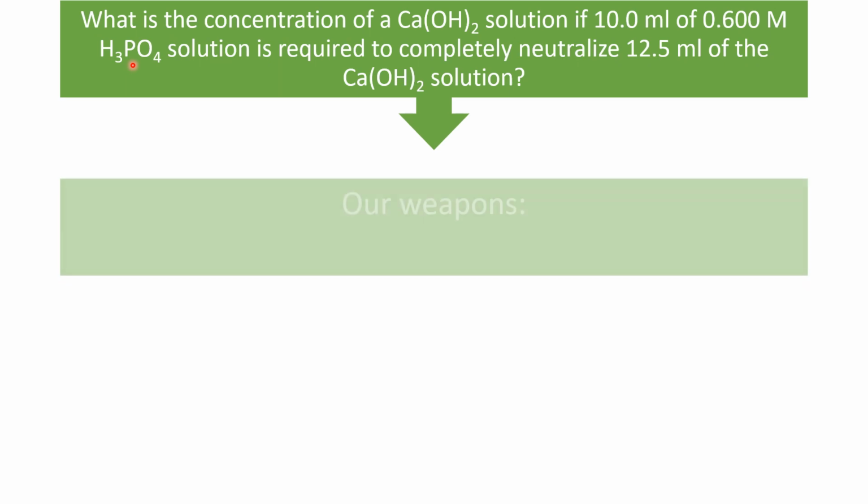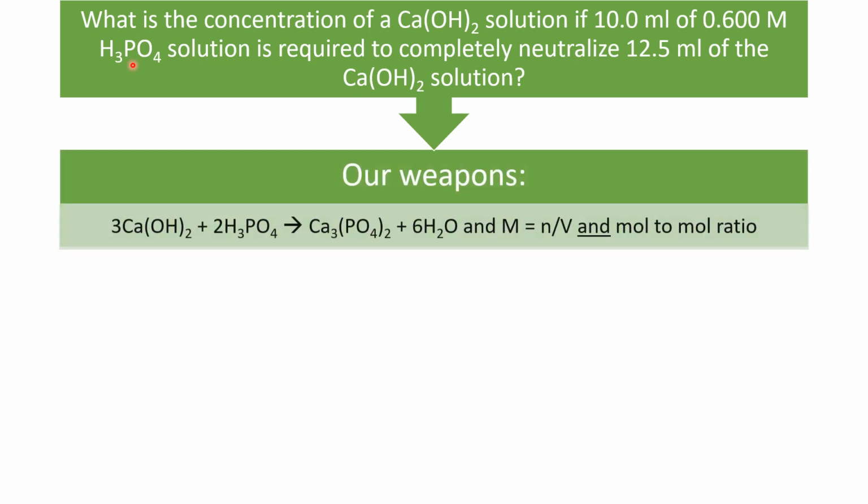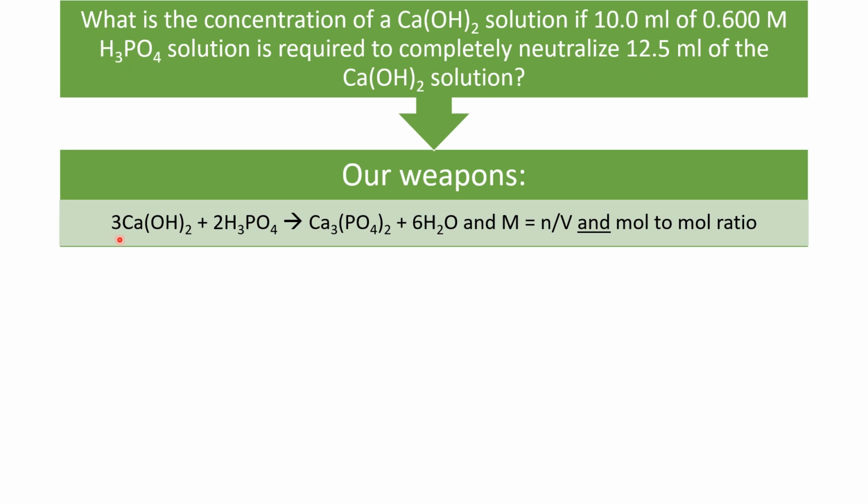The process is going to be similar to the last time, except the balanced equation is now not in a 1-to-1 molar ratio. We need 3 moles of calcium hydroxide for every 2 moles of phosphoric acid, or vice versa. We could say 2 to 3. We need, as usual, M equals N over V, but because of the stoichiometry here, we have to incorporate in our calculations the mole-to-mole ratio between calcium hydroxide and phosphoric acid.